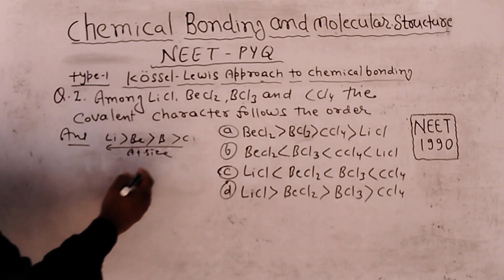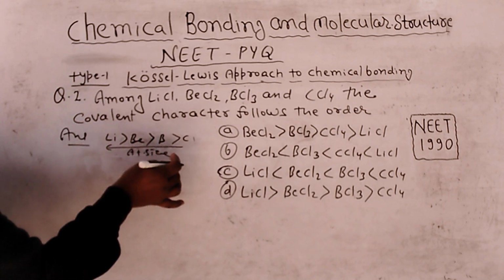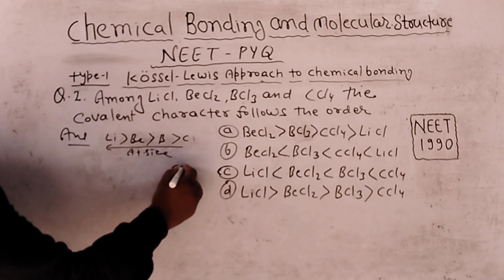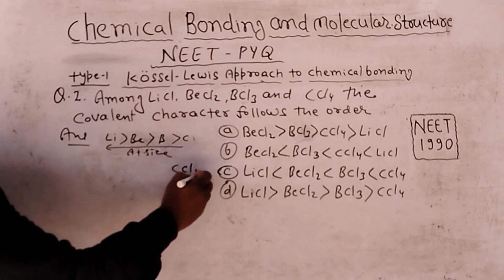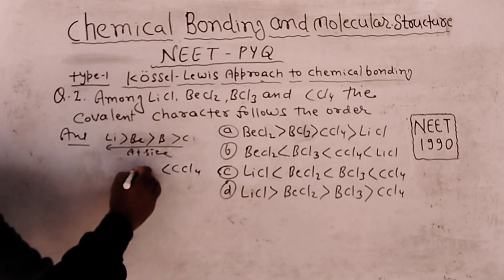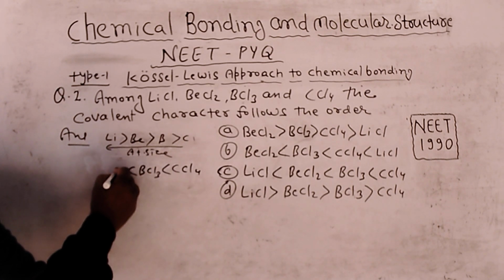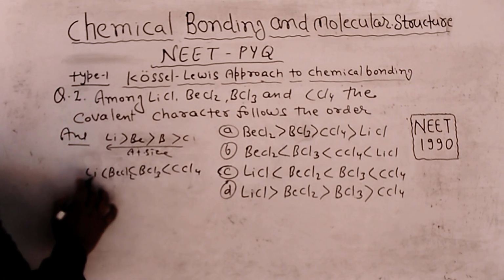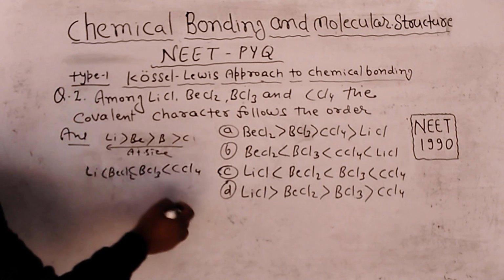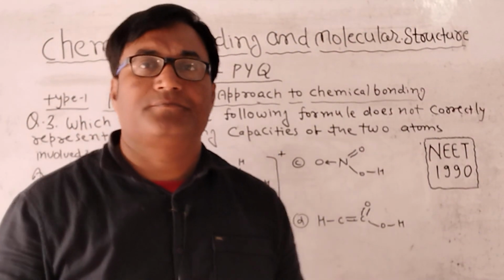Now due to the maximum number of covalent bonds and minimum size of the central atom, maximum covalent character is shown by CCl4. The order is CCl4, BCl3, BeCl2 and LiCl. So option C is correct. This question is question number 3.